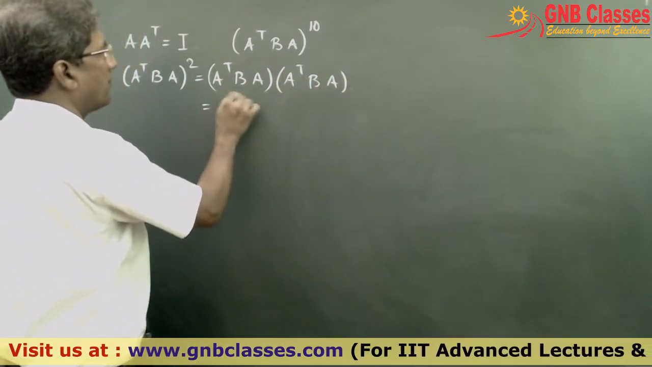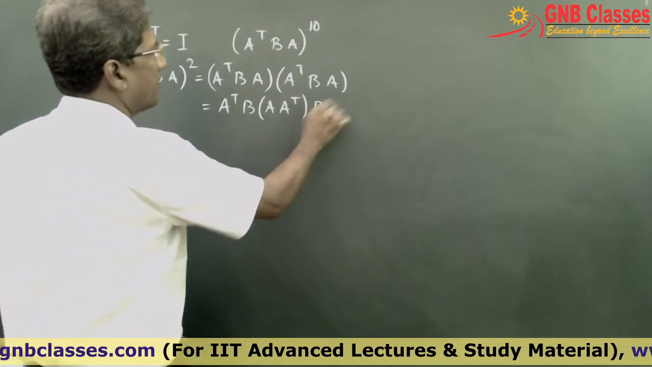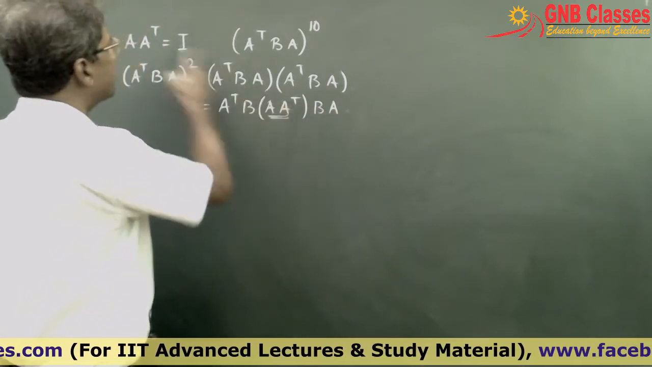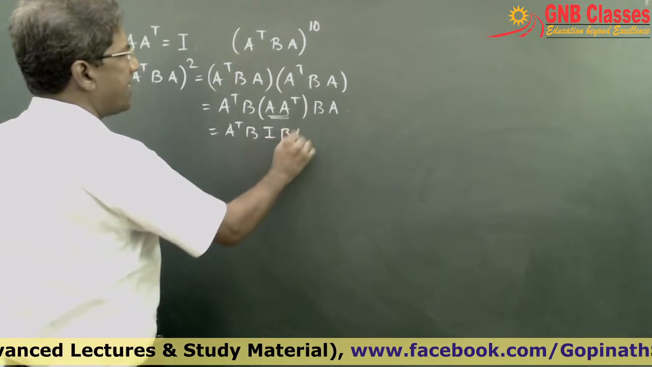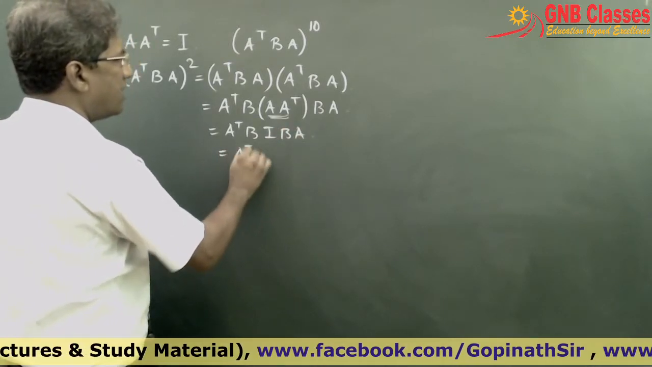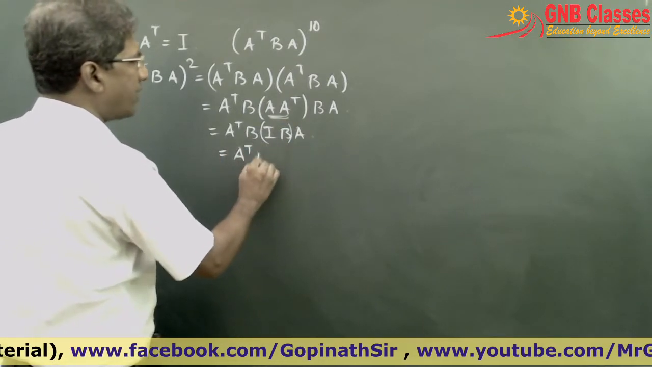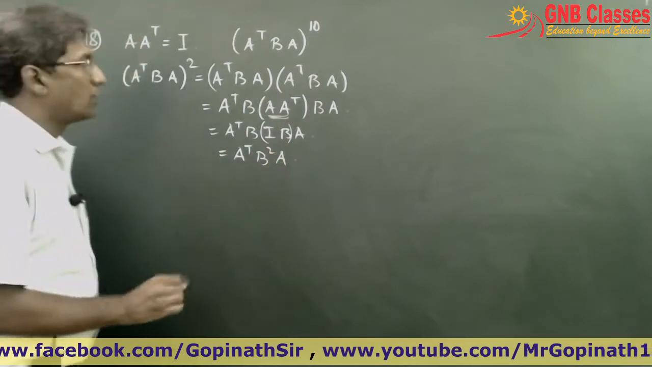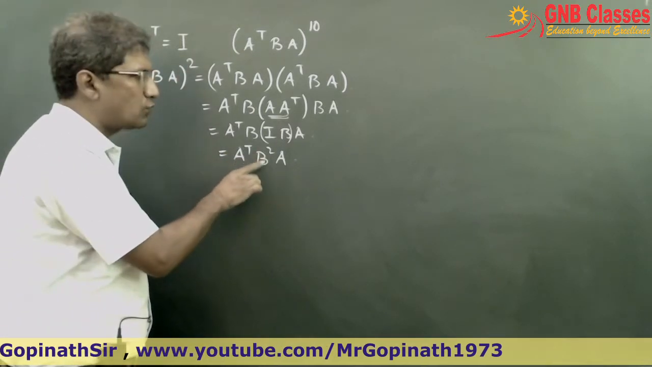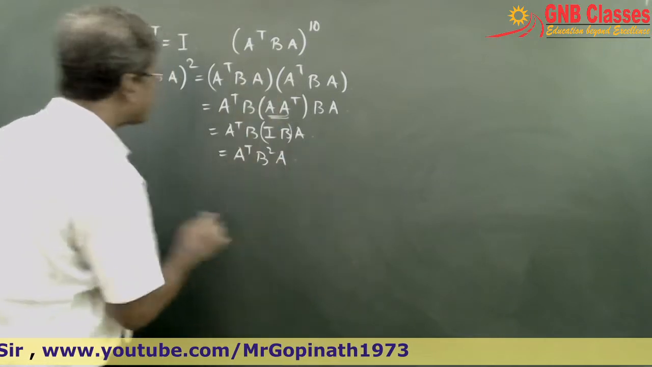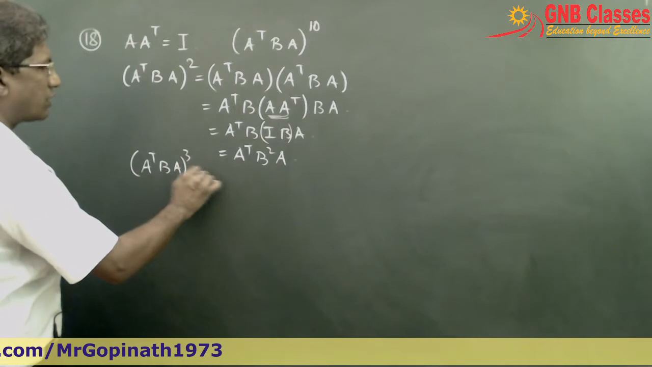So this can be written as, again they have given you A transpose is I, so this is I B A, which gives you again A transpose B B, because I into B will give you B only, so B square A. Is it clear? So A transpose B A whole square is coming to A transpose B square A. Now let us check. A transpose B A whole cube is what?